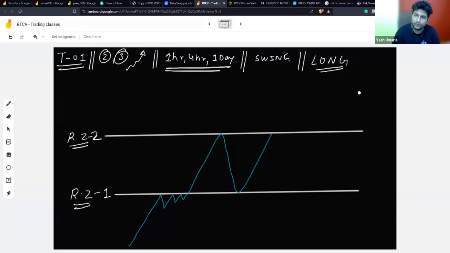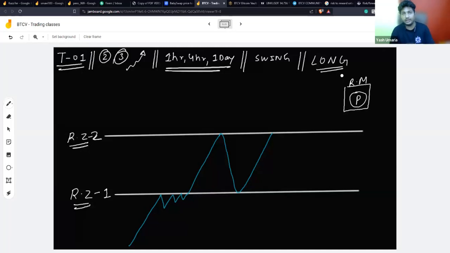So first things first, what we do as a trader, we try to identify a pattern. So that's a pattern, right? This is a pattern right here. Now, after that, I will put a layer of risk management on this pattern.